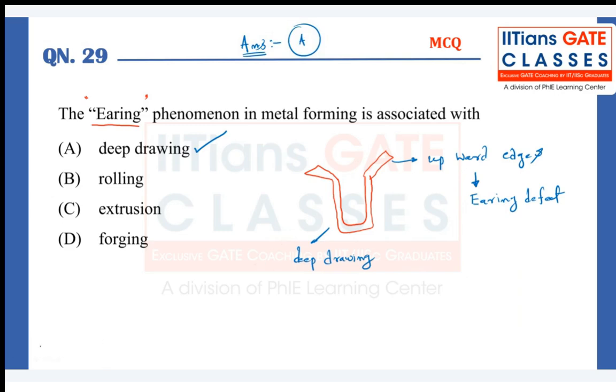See how simple these questions are. We have discussed deep drawing defects. To avoid this earing effect, we use blank holding force. At the time of blank holding force, you will be able to find out this thing. Hope you understand, right? Now let us move to the next question.